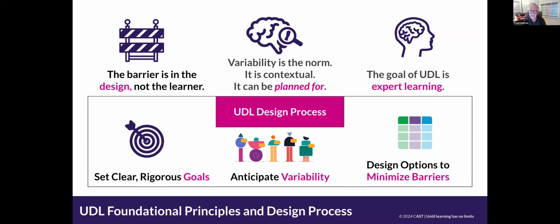So in that design process, which is part of the foundational principles of universal design for learning, we want to be sure we're setting clear, rigorous goals, anticipating variability, and designing options to minimize any barriers in the classroom. We want to ensure that all students have access.